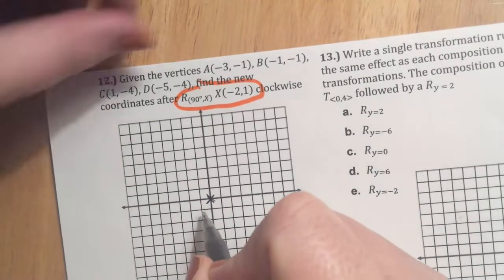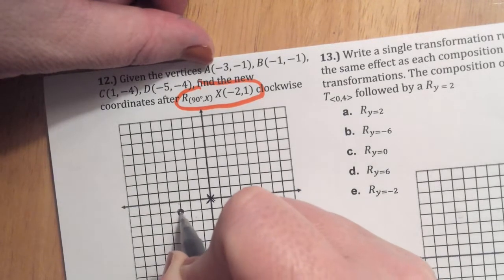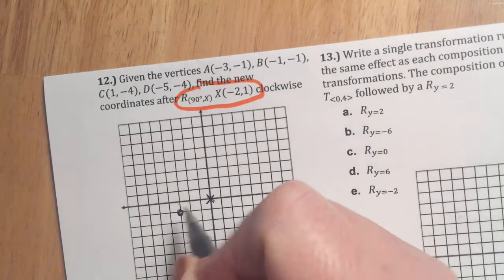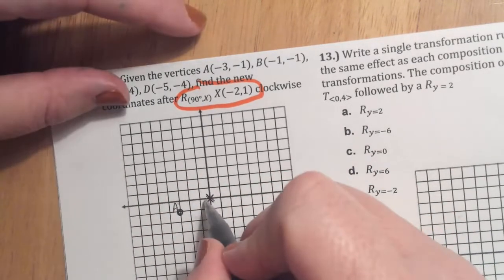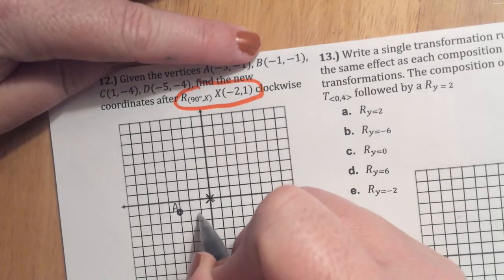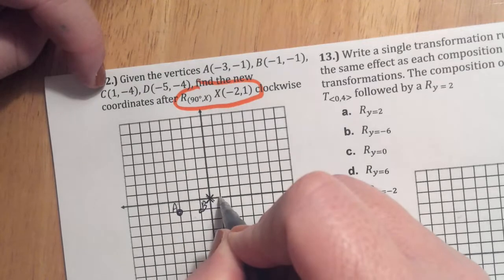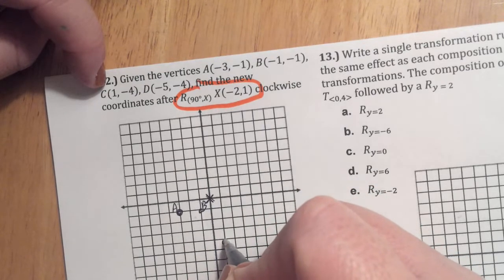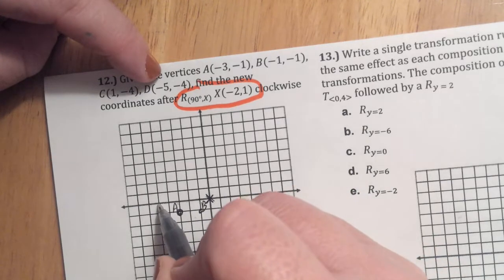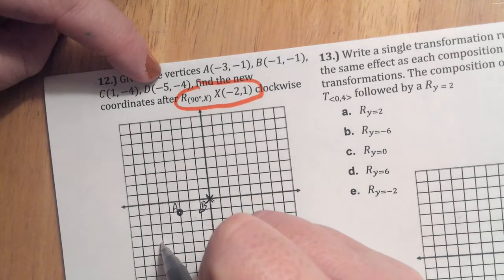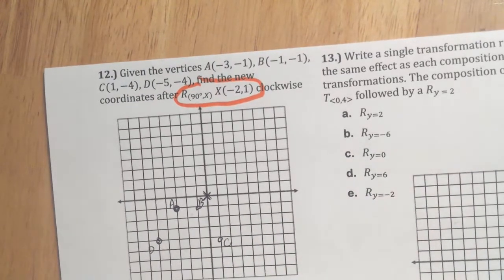So, okay, let's go and plot our points. Negative 1, 2, 3, negative 1. That's my A. Okay, and then we have negative 1, negative 1. That's my B. Positive 1, negative 4, 1, 2, 3, 4. That's my C. And negative 5, 1, 2, 3, 4, 5, negative 4, 1, 2, 3, 4. That is my D. Okay, we're going to connect the dots.